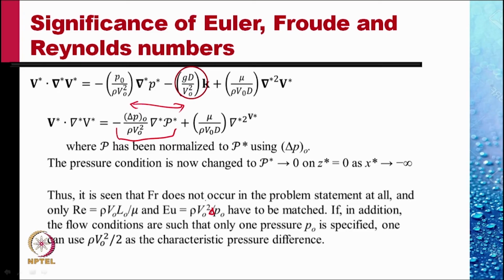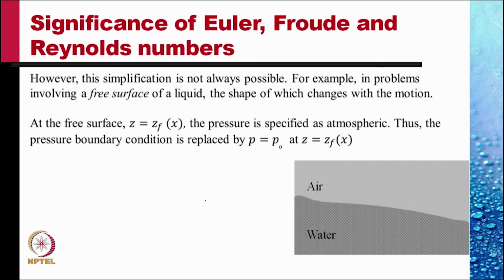If in addition the flow conditions are such that only one pressure P naught is specified, we can take delta P naught is equal to rho V naught squared by 2 as the characteristic pressure difference, and then only the Reynolds number needs to be matched. However, this simplification is not always possible.